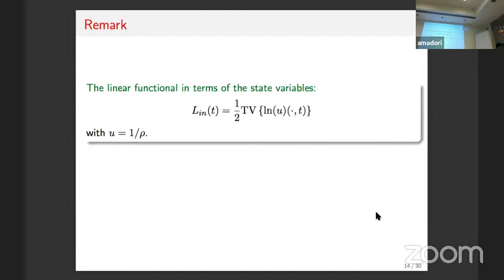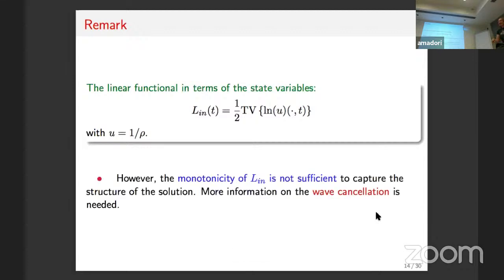And then we have this remark that says that this linear functional is not only a mysterious functional in terms of the waves, but it is a quantity that can be expressed in terms of the state variable. Indeed, it is equal to a factor times the total variation of the logarithm of the specific volume. And so this quantity is not increasing in time for this system. This is not surprising because this is a linear combination of derivative variables.